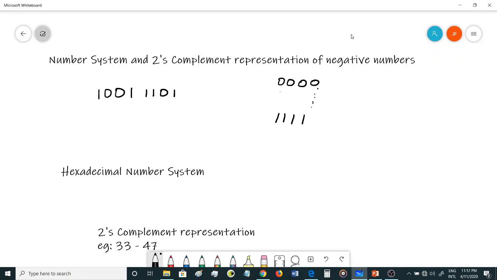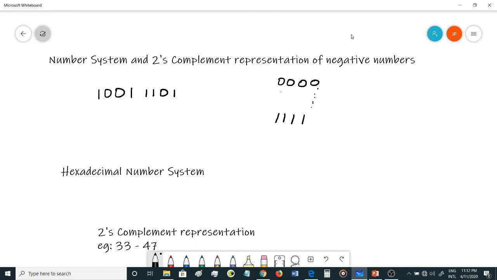In this lecture, we'll be discussing the number system that we'll be using for the entire course, as well as the 2's complement representation of negative numbers, what are its advantages and disadvantages, etc. Now, the number system that we'll be using throughout this course is going to be the hexadecimal number system. We'll be using binary numbers and the corresponding hexadecimal numbers. Now, there is a reason why we use it.